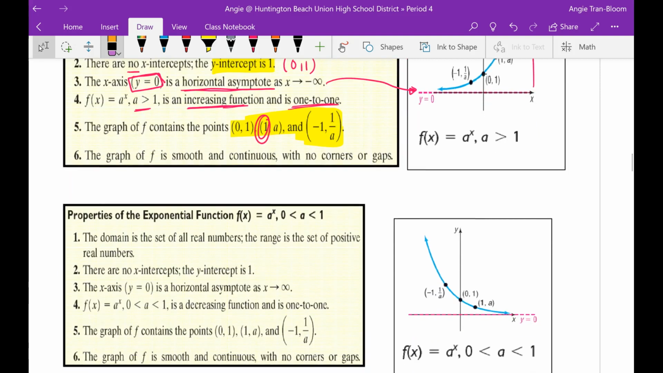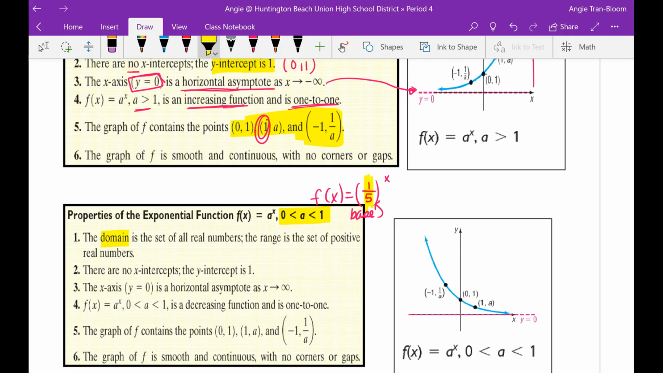Now, what happens when a is not greater than 1, but not less than 0 either? Keep that in mind, this piece is important. A is not negative, but it's not greater than 1. A good example would be 1/5. That's my a to the x value. This is your base. Your base is 1/5.